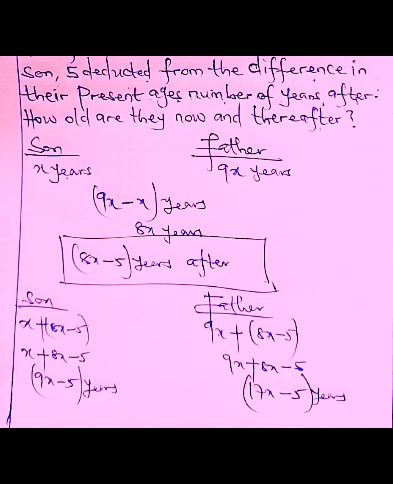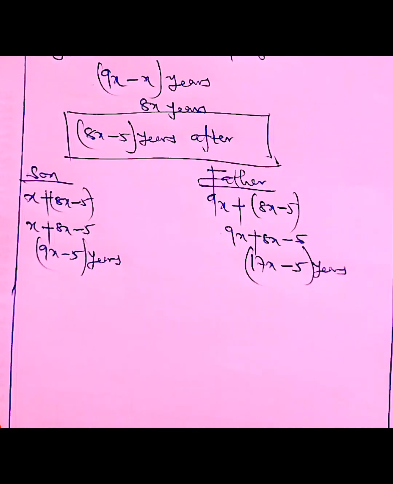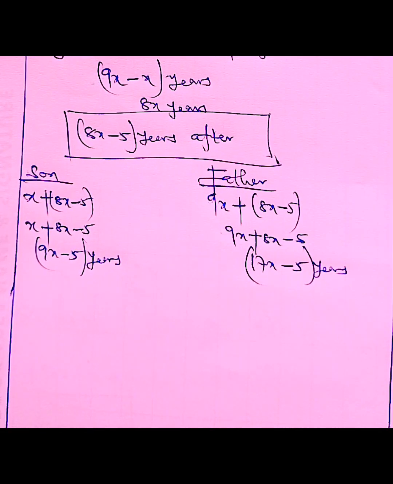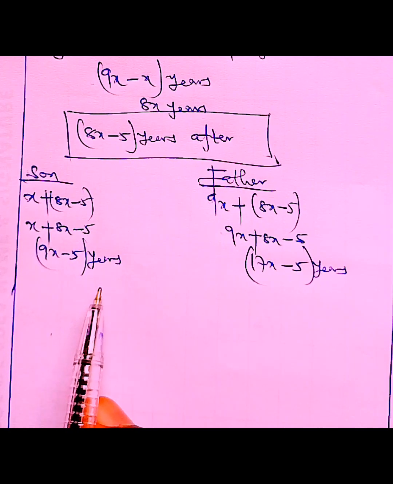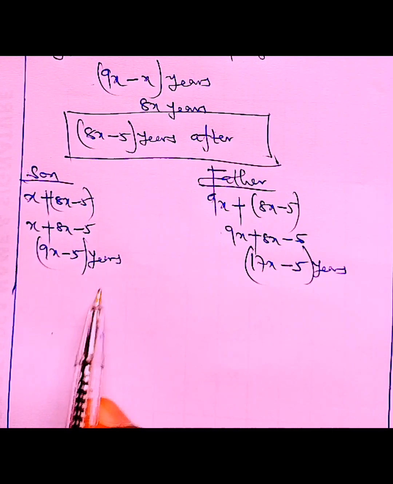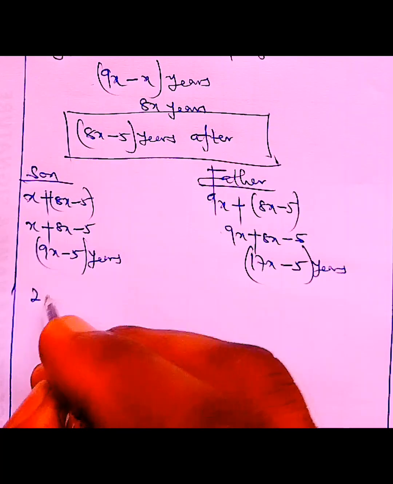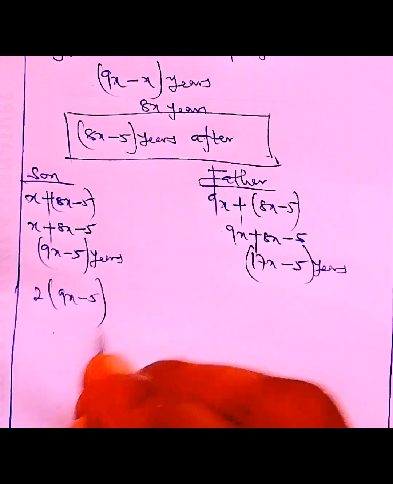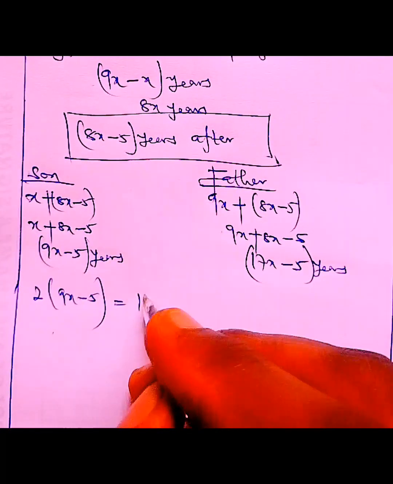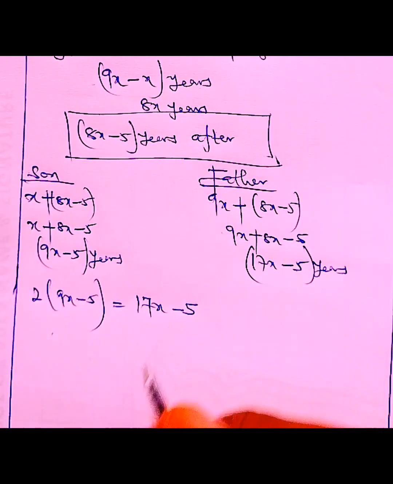So the question is, the father would be twice as old as the son in this number of years after. What does it mean? If the father will be twice as old, it simply means that to get the father's age, we multiply the son's age by 2. For example, if the son is 4 years, the father will be 4 times 2, which is 8 years old. So 8x minus 5 years after, the father will be 2 times the son's age. That's going to be 2 times 9x minus 5 equals the father's age, 17x minus 5.